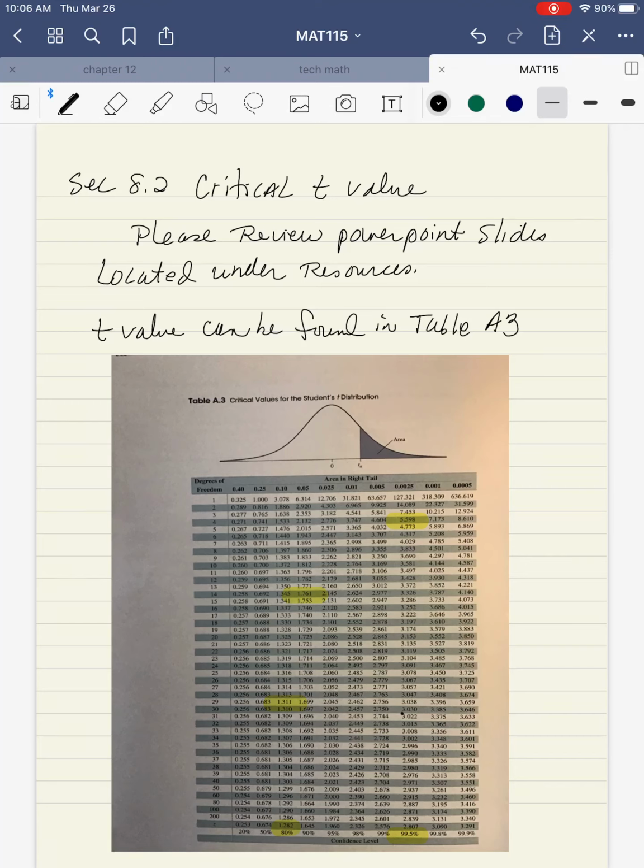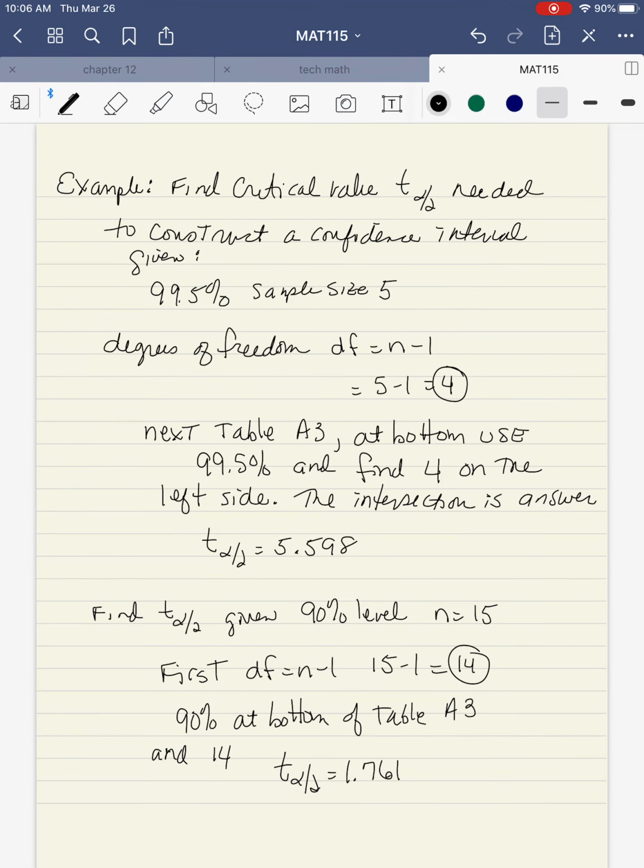Section 8.2, Critical t-values. Please review the PowerPoint slides located under the resources. The t-value can be found in Table A3. Notice I've got some yellow marks already on Table A3. This goes with some of the examples that I'm going over. So let's go over some examples.